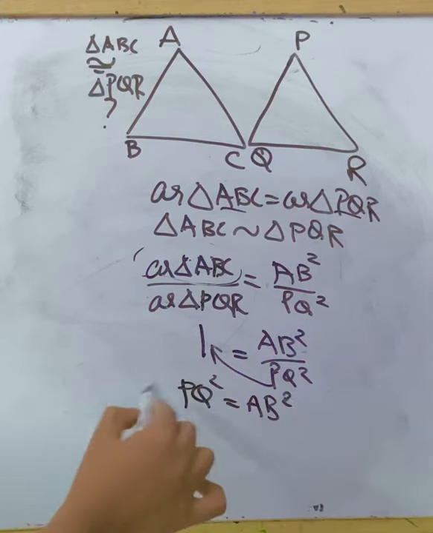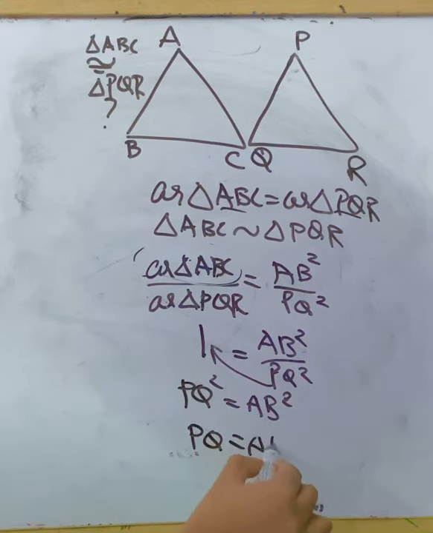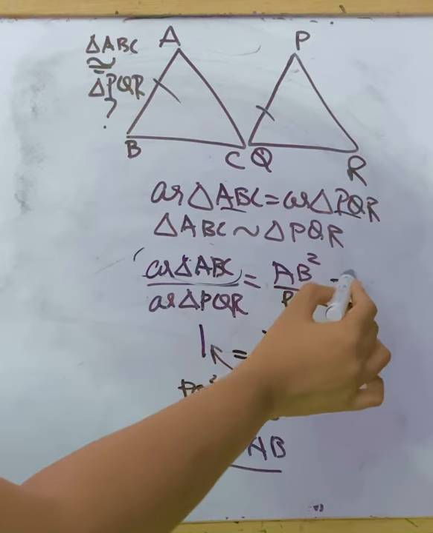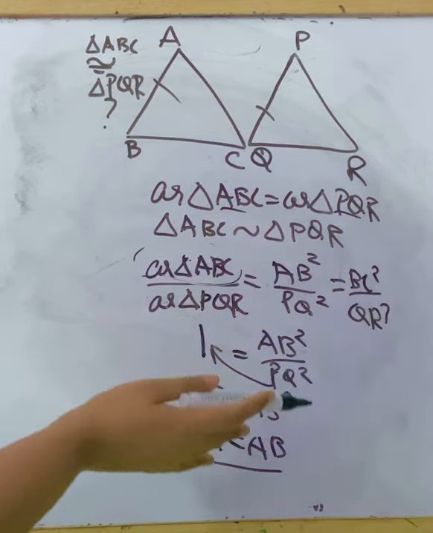We can cancel the square, that is, taking square roots on both sides. This becomes PQ equals AB. We got PQ equal to AB. Similarly, we have another sides ratio, BC square by QR square. Proceeding with the same steps, we can say BC equals QR.